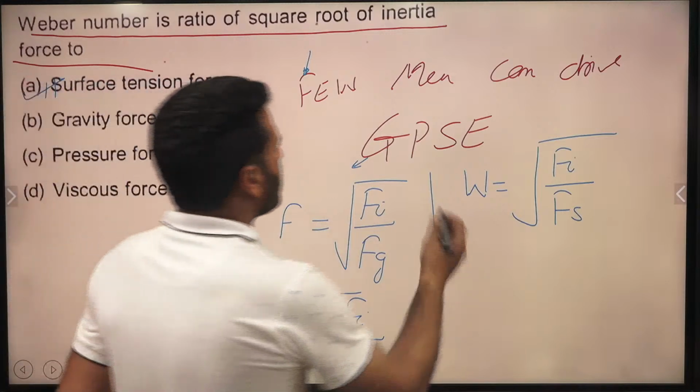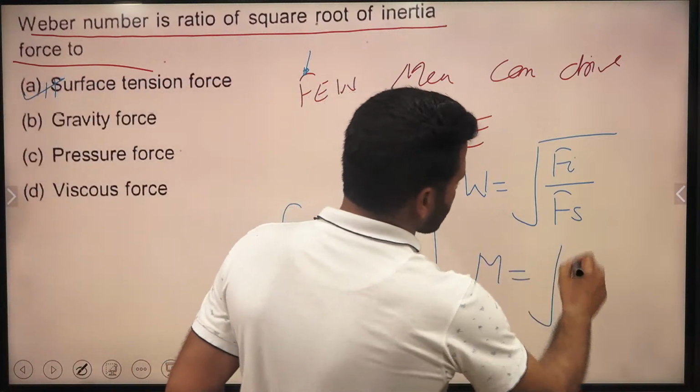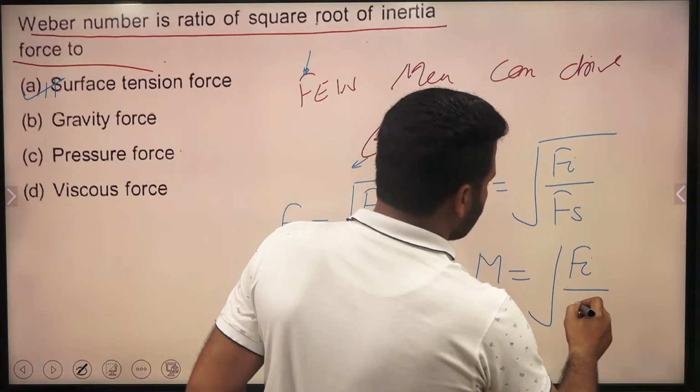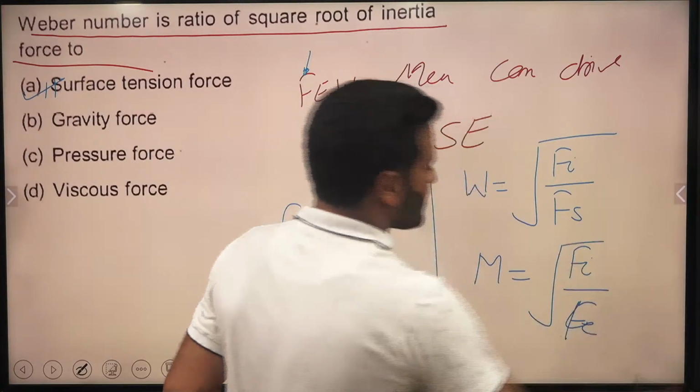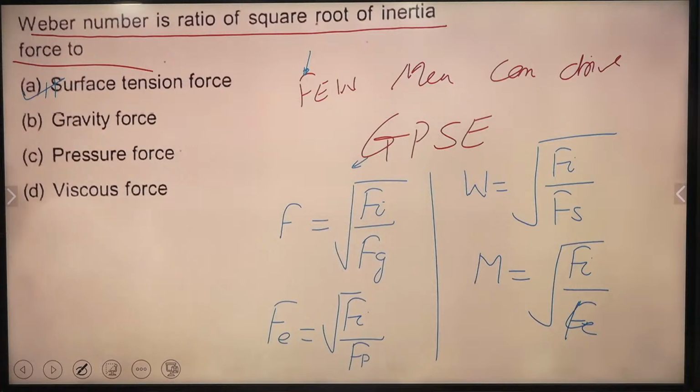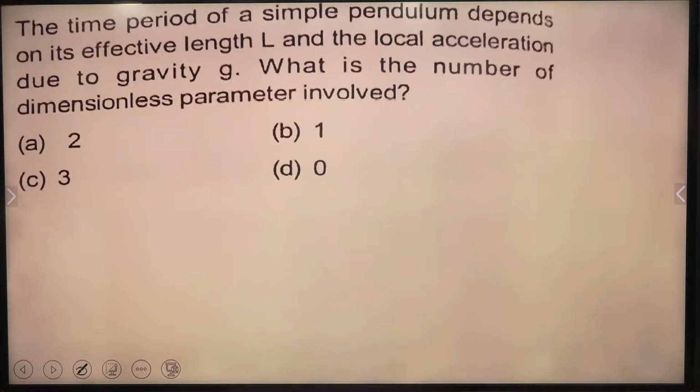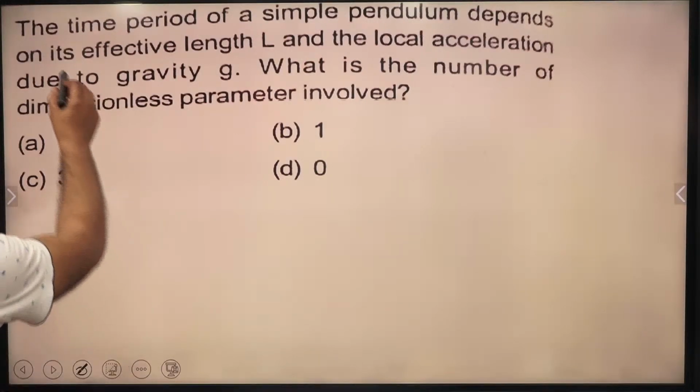Okay, and if we talk about the Mach number, it is the ratio of square root of inertia force to the elastic force, inertia force to the elastic force. Okay, so although Reynolds number you know very well, it is the ratio of inertia force to the viscous force. Inertia force to the viscous force. How to remember? Even how I remember, few men can drive gypsy. Although spelling of gypsy is somewhat different, so this is the thing. So you can easily remember the ratios of the forces.